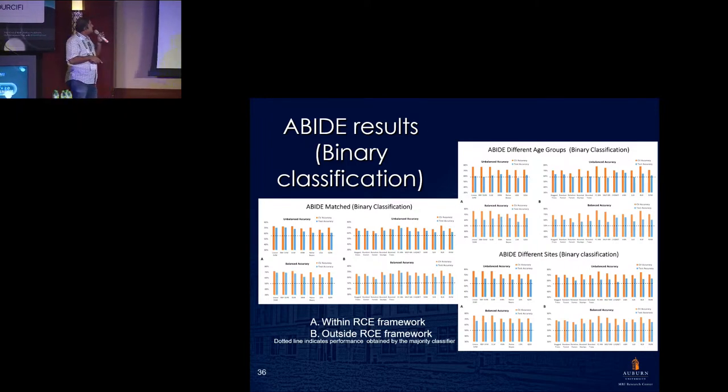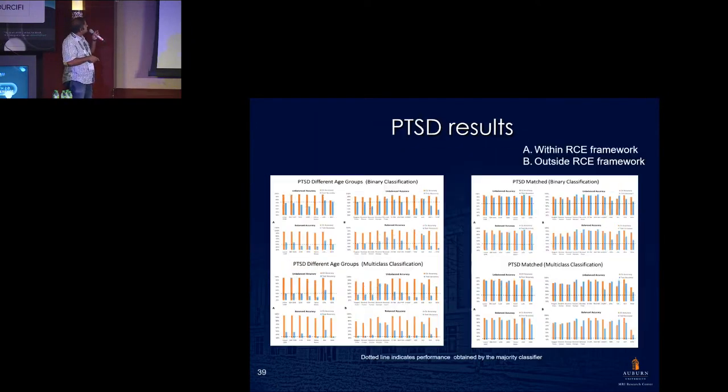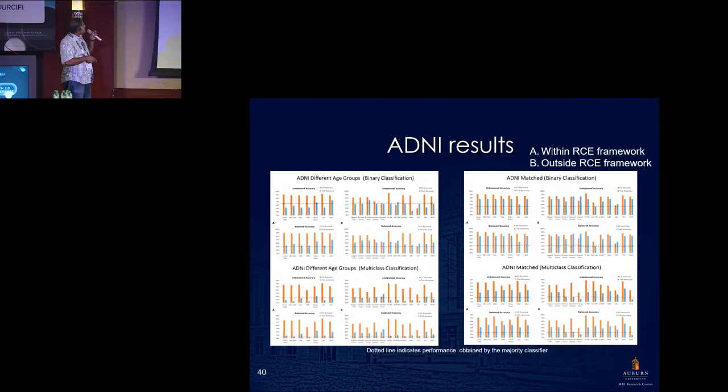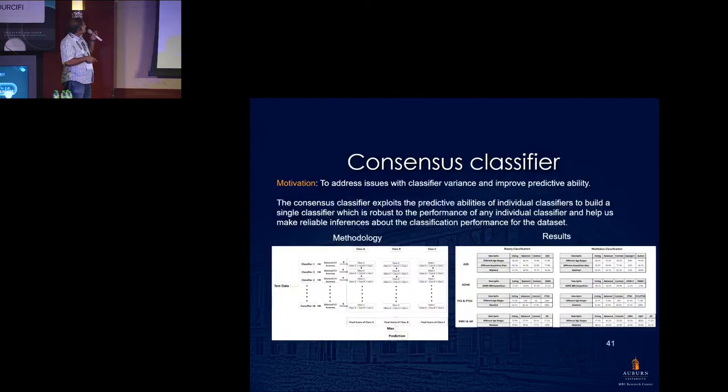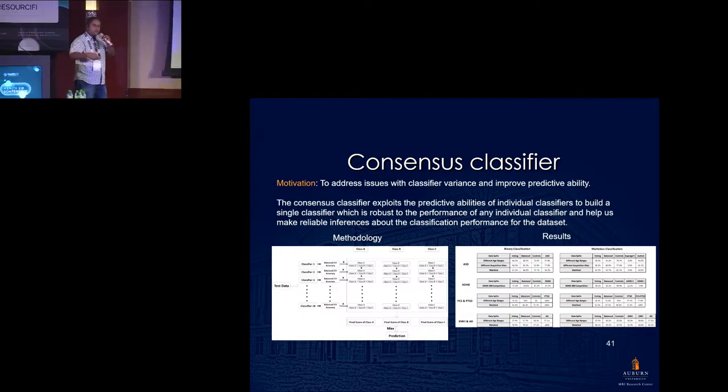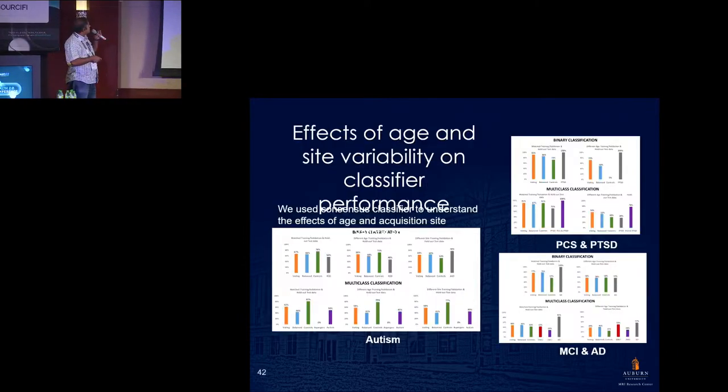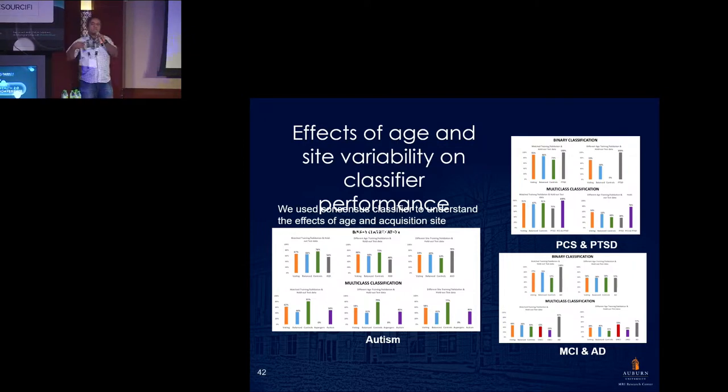Sometimes they go all the way up to 90%. I will not bother you with these charts. But the point is, we want to combine different classifiers to get better and better accuracy. And the point I was making before is that the accuracy varies a lot based on age and other demographic factors.